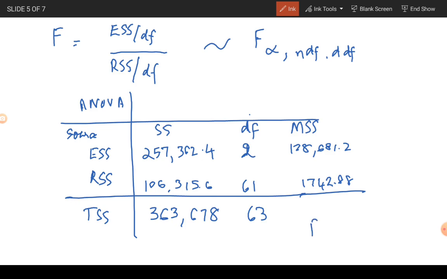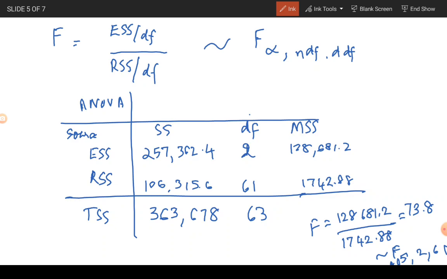So the F value would be 681.2 divided by 1742.88, which is around 73.8. Now remember, it follows an F distribution. This value is supposed to follow an F distribution with, say, 5%, so that's 0.05, and degrees of freedom 2, 61.